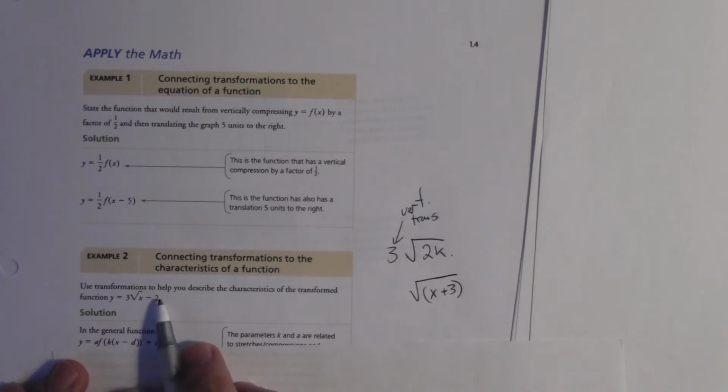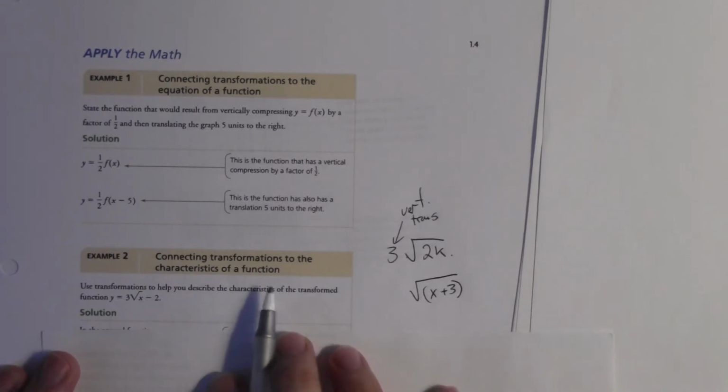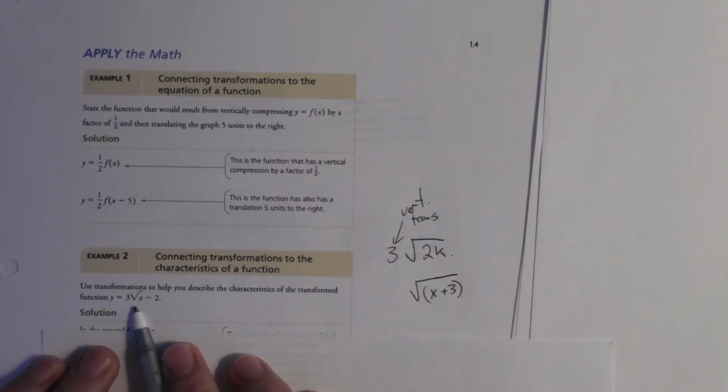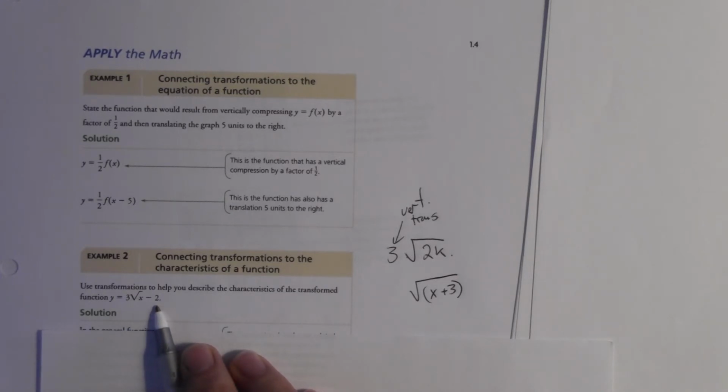All right, so it says use transformations to help you describe the characteristics of the transformed function. So here, what are the transformations that are happening here, David? Which question? The one we're on. Oh, it's vertically stretched by a factor of 3 and it moves down 2. Good.